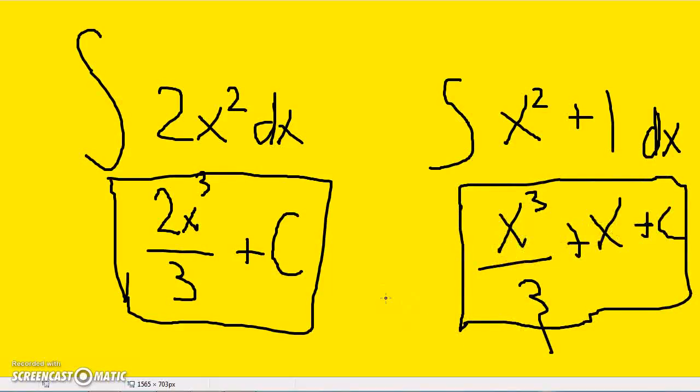If you want to check it, you could check the derivative. You drop down the 3 here. This would be 2x squared. This constant would go to 0. Same thing here. This would drop down. This would be x squared. And this constant would go to 1. So that's how you solve the antiderivative, and you check it by taking its derivative.